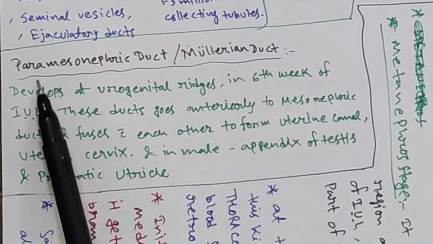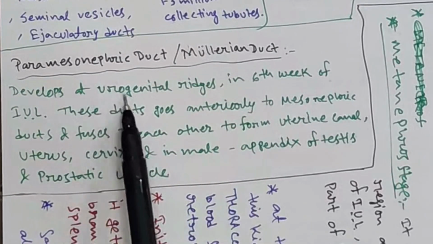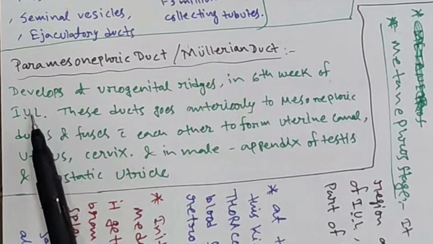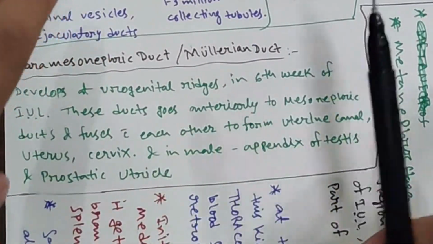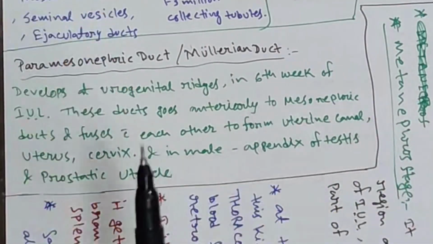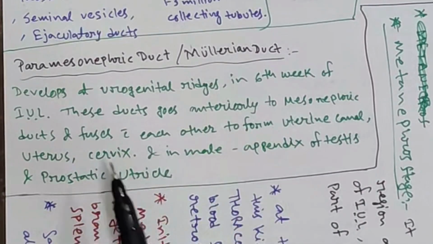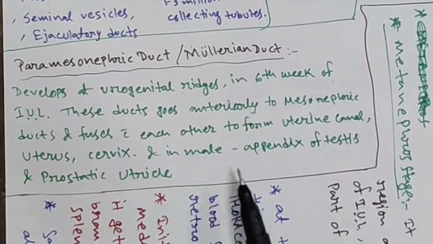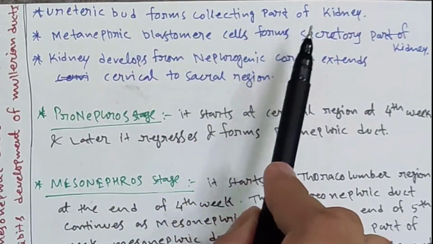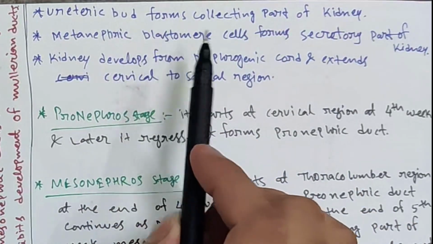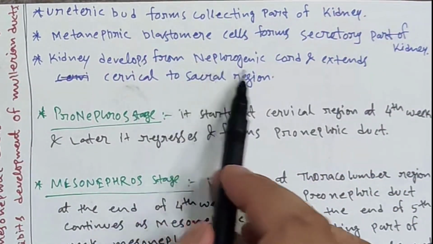Next is the paramesonephric duct, which is also known as the Mullerian duct. This develops at the urogenital ridges. In the 6th week of intrauterine life, this duct lies anterior to the mesonephric duct, right side and left side, and ultimately they fuse together with each other and form the uterine canal, uterus, and cervix. Especially in male, it forms the appendix of the testis and the prostatic utricle. The ureteric bud forms the collecting part of the kidney, and metanephric blastema cells form the secretory parts of the kidney. The kidney develops from the nephrogenic cord.